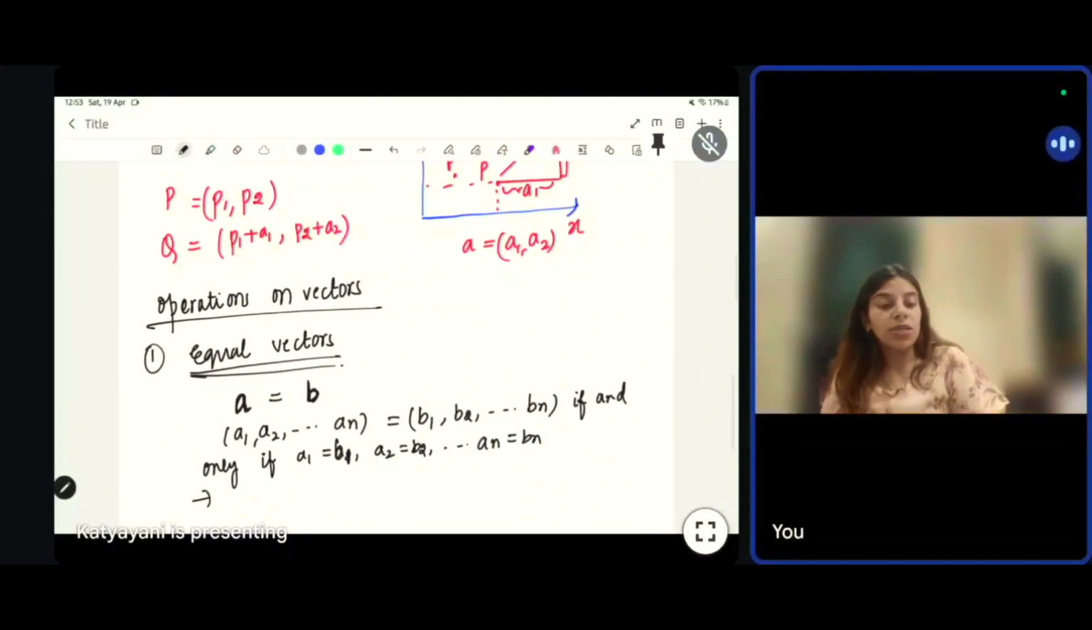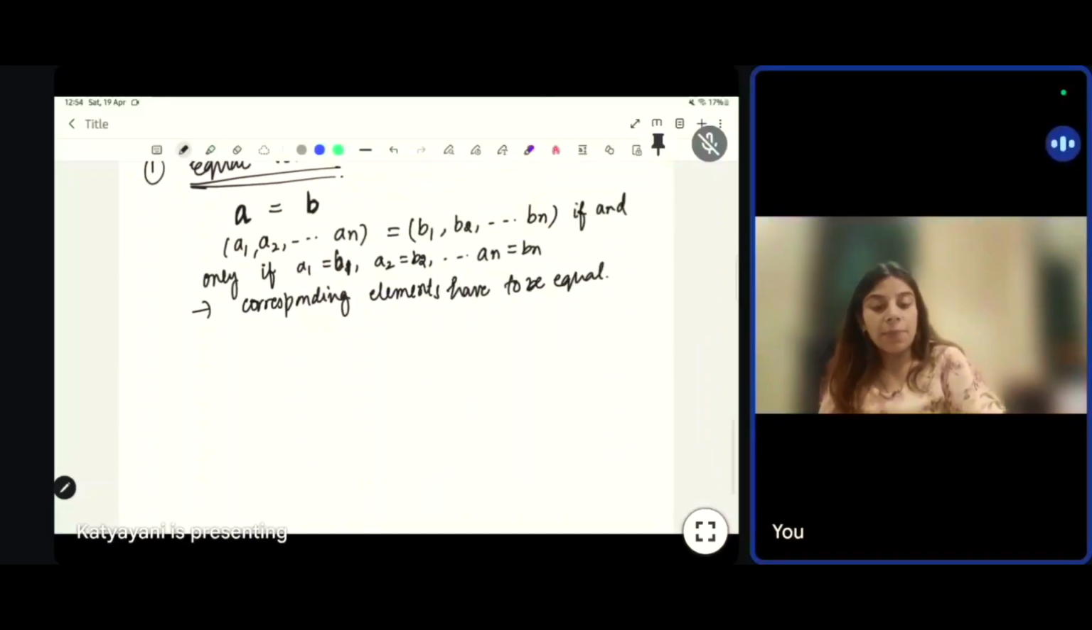So what do you say? The corresponding elements have to be equal, right? Or the corresponding components have to be equal to each other. Only then I can say that the two vectors are equal to each other, right?